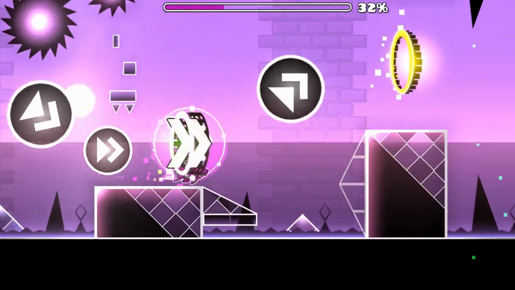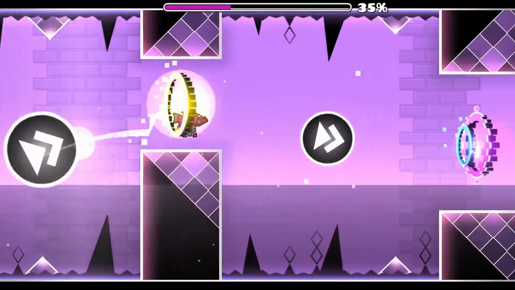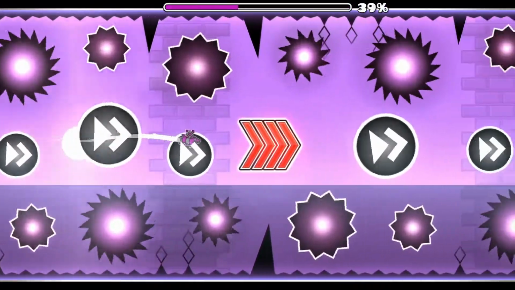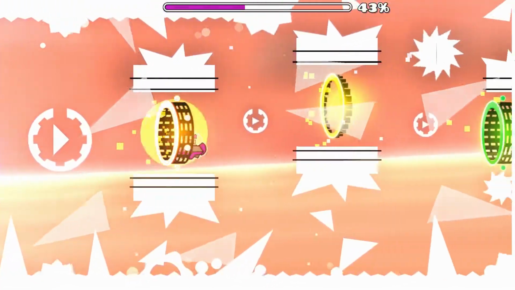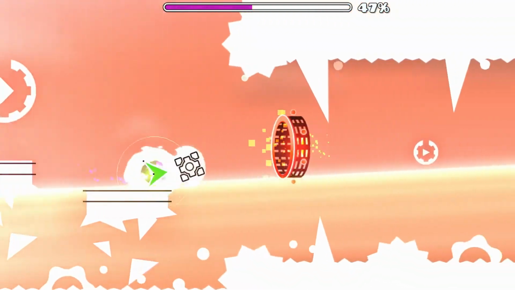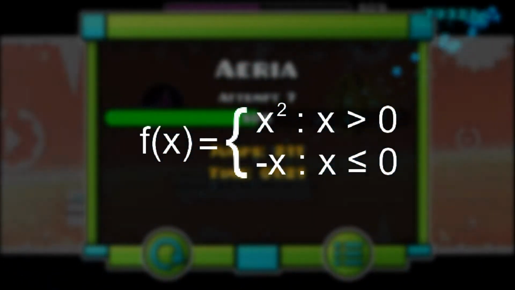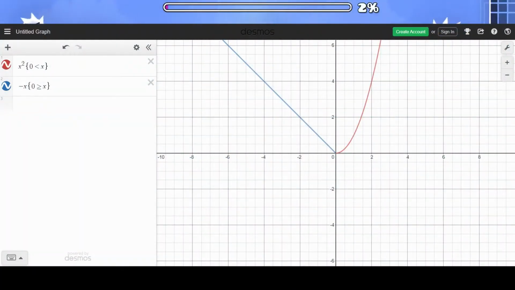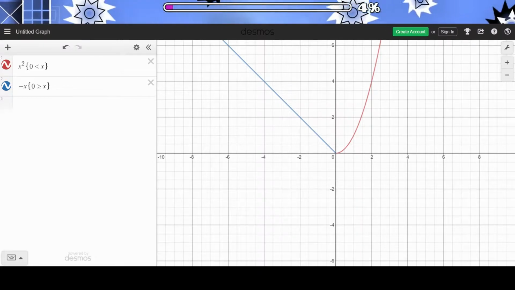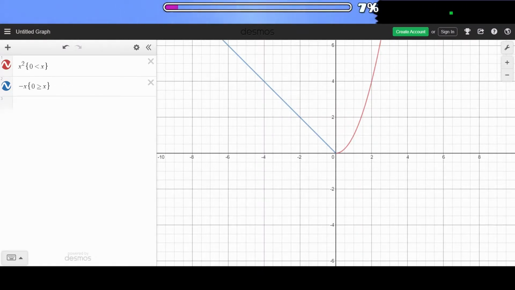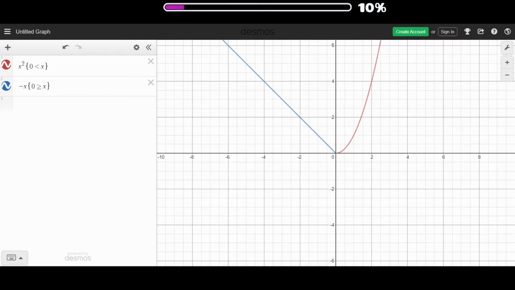So first off, a piecewise graph is a function that has multiple functions, but depending on certain conditions, only one of those functions will be executed. Here is a simple example of a piecewise function. The way to understand this is that when the x is greater than 0, the f of x will output x squared, but if x is less than or equal to 0, it outputs negative x.